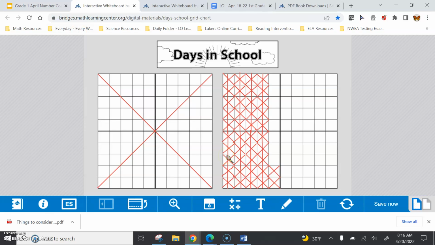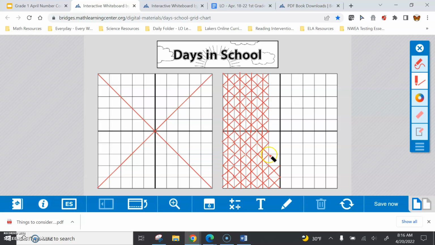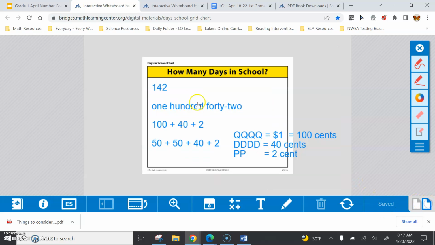Let's now move into our days in school. Keeps growing and growing and growing. We love it. We are now officially on day 143. 143. Incredible.